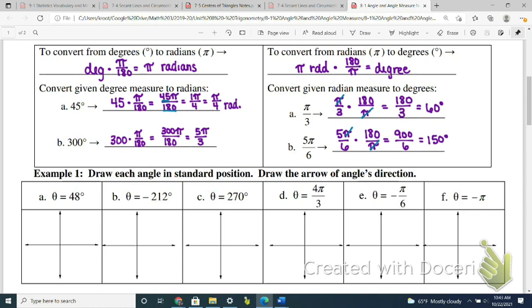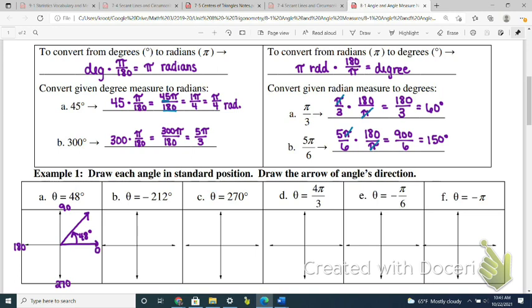So 48 degrees. First thing I always do is draw my quadrants on there, my quadrant angles, so I know where I'm going. So 48 degrees, I start at my 0 line. 48 is a little over halfway between 0 and 90. So I draw my angle, draw my arrow, and I label it. That is all there is to it.